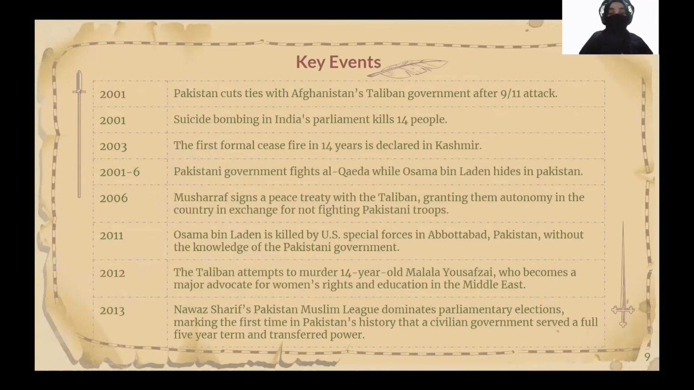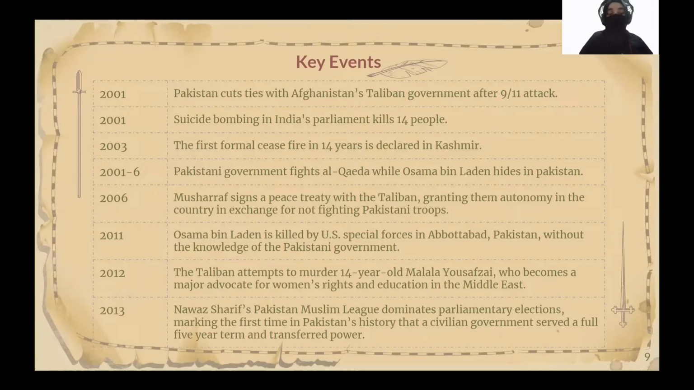Continuing, in 2001, Pakistan cuts ties with Afghanistan's Taliban government after the September 11th attack. In return, sanctions are lifted and the government of Musharraf is legitimated by the United States. On December 13, 2001, a suicide bombing at the Indian Parliament kills 14 people, leading to both Pakistan and India mobilizing their militaries and bringing the nations to the brink of war. In 2003, the first formal ceasefire in 14 years is declared in Kashmir.